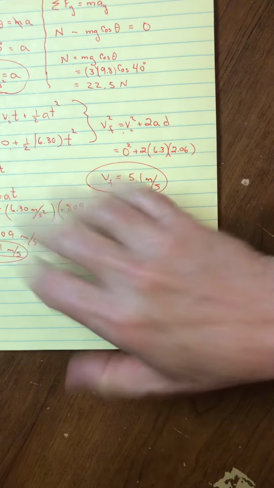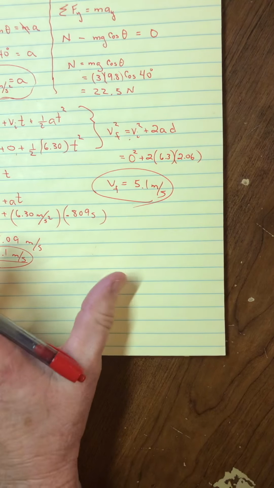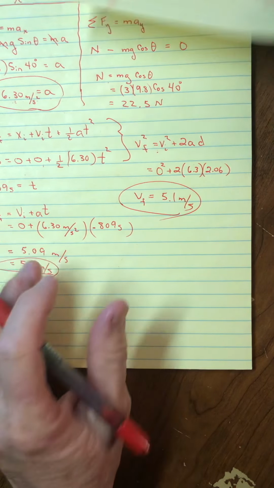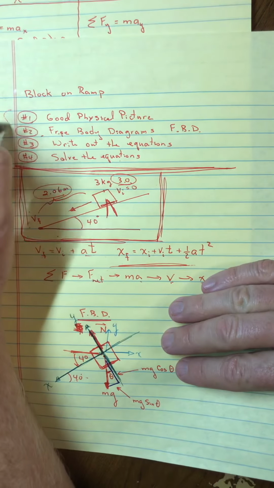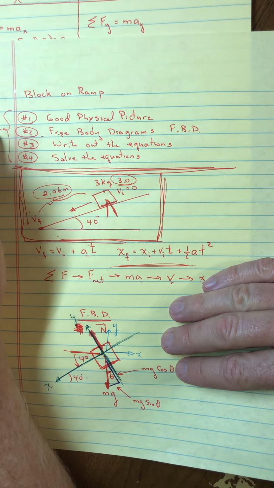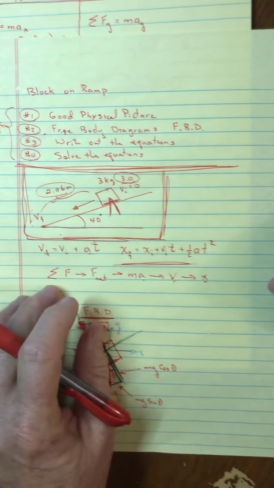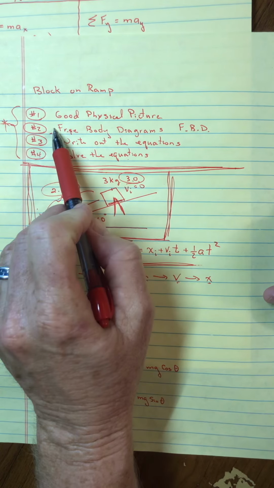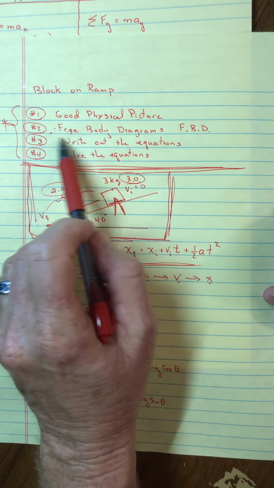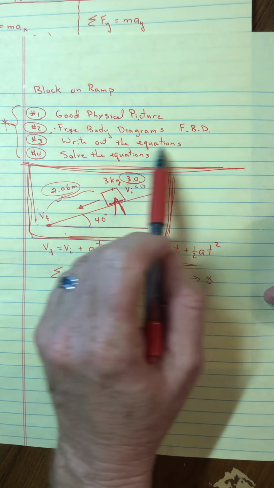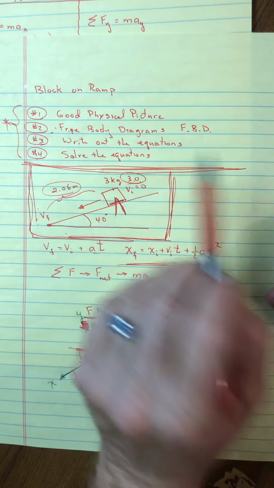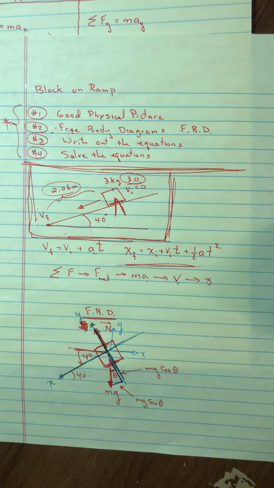So using the old stuff, hopefully you're getting really good at, but what's new really are these 4 steps. And that's really what I wanted to spend a little extra time on. Commit those to memory. Good physical picture leads to a good free body diagram, which leads to an easy way to write out the equations, which then leads to a bunch of math to solve it. All right. Hope that helps.